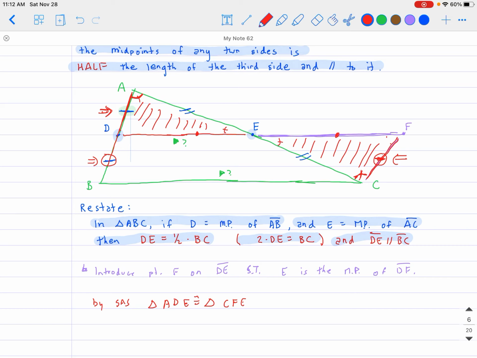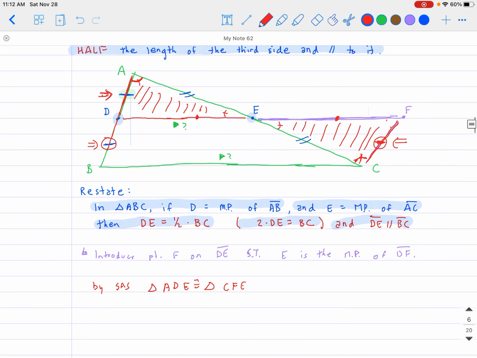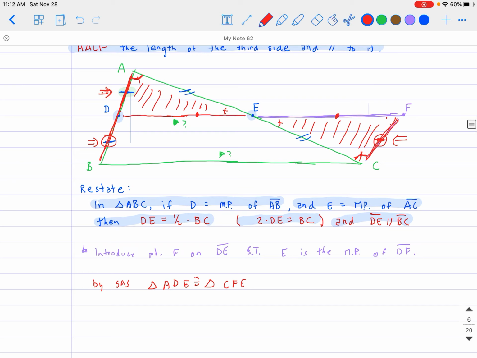And those are more specifically alternate interior angles. So by alternate interior angles, now we can go ahead and say that those two sides on the opposite are going to be parallel to each other. Okay, so now we have this piece right here is going to be parallel to this piece. So let me just write down as a recap what has happened so far.